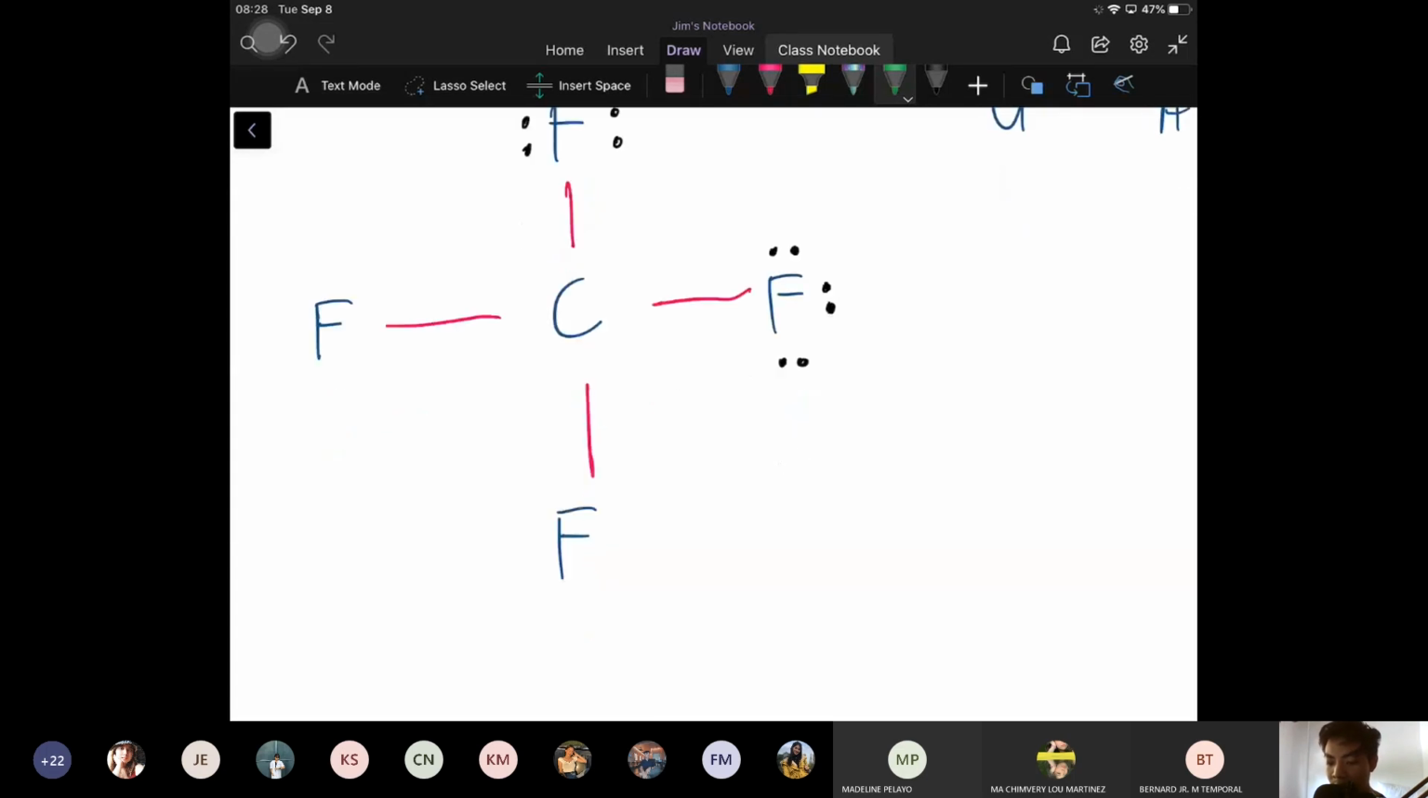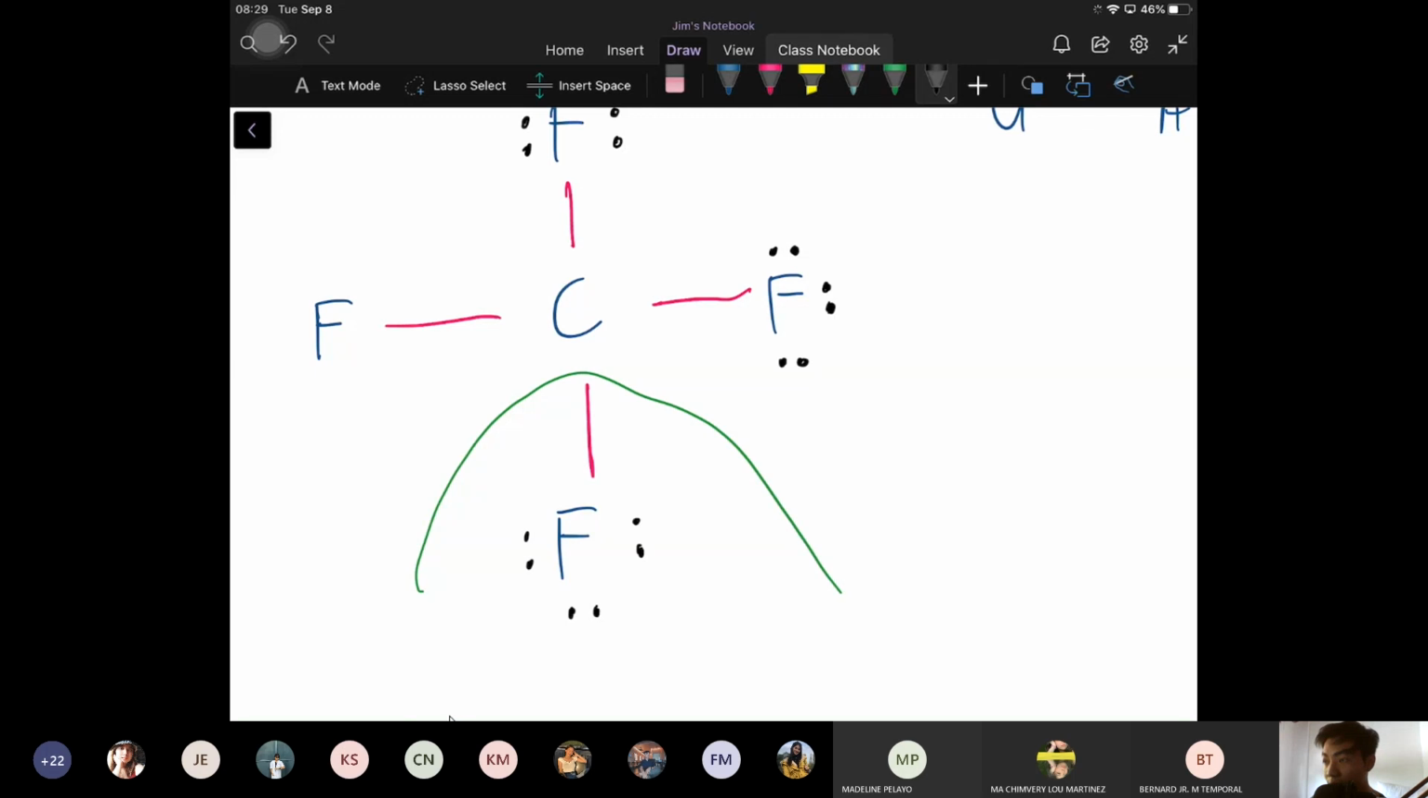So let's look at this fluorine atom again. So ilang electrons na meron around it? 2. How many lone pairs can be placed for this atom, for fluorine? 3. So 3 lone pairs.